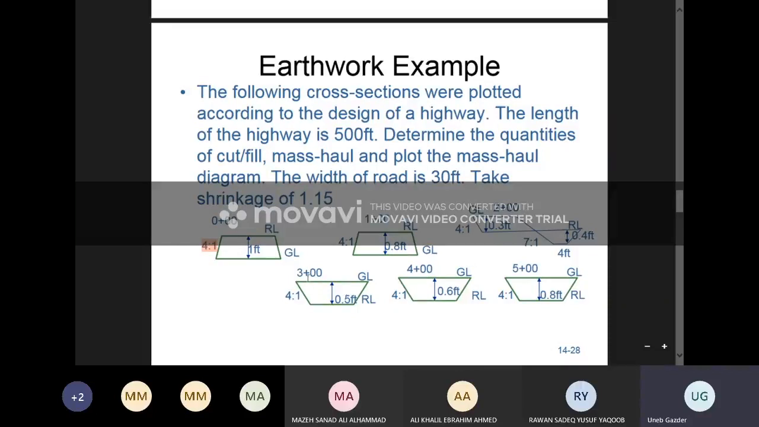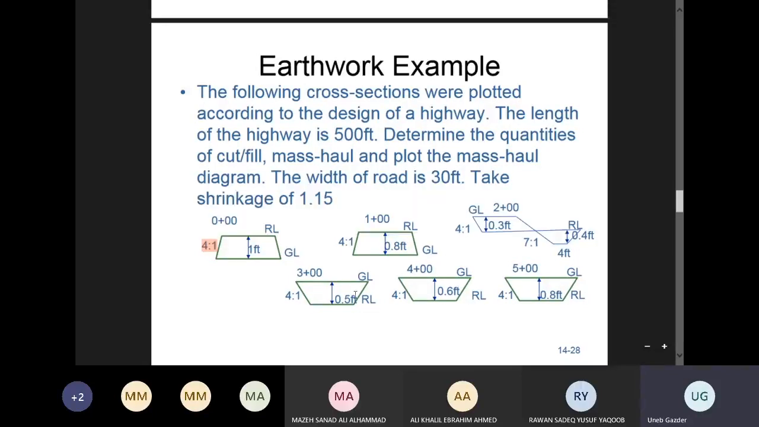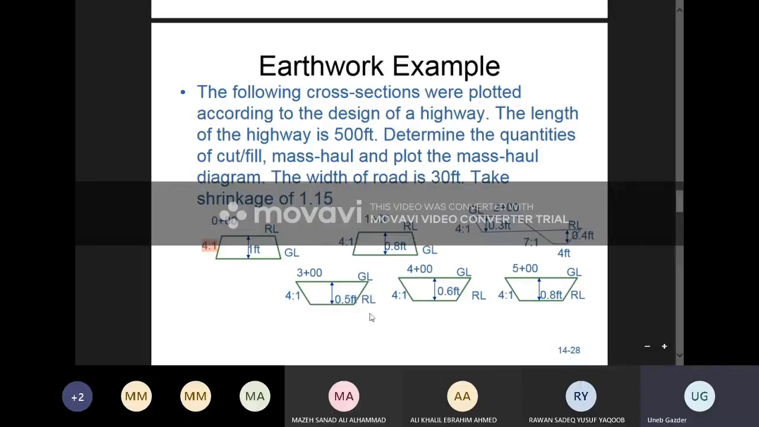If you come to station 3, the main difference is ground level is up, road level is down. Ground is up, road is down, this is a cut area. But the figure, the shape, is the same. The only difference is instead of having a fill area, now it's a cut area. So I'm talking about station 3 here, 3+00. And I will apply the same thing here.